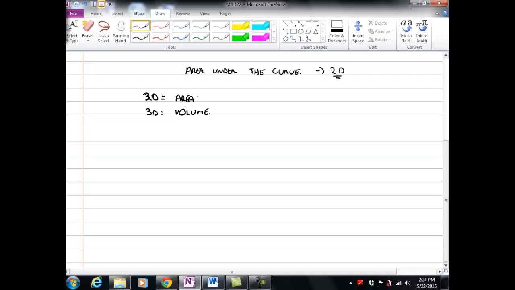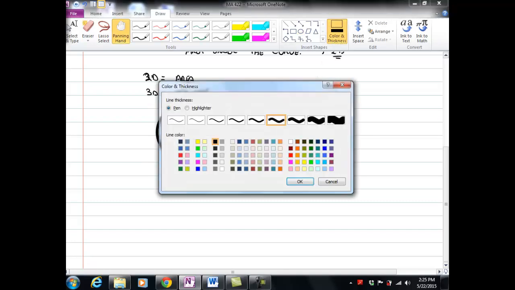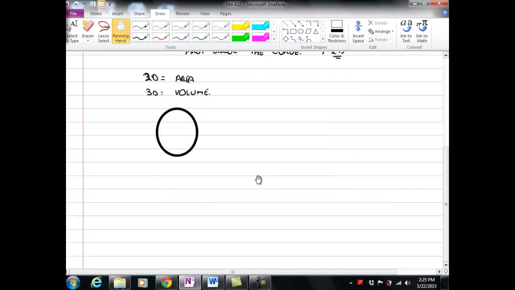Area is easy because that's 2D. The 3D is going to be volume. Now here's how I'm going to teach you 3D. There was a formula for a sphere. Does anyone remember the formula for a sphere?